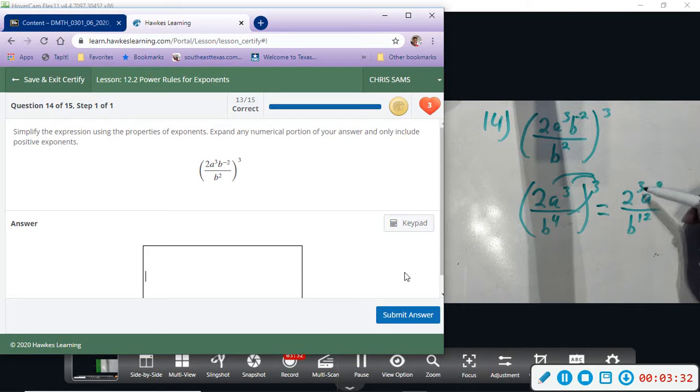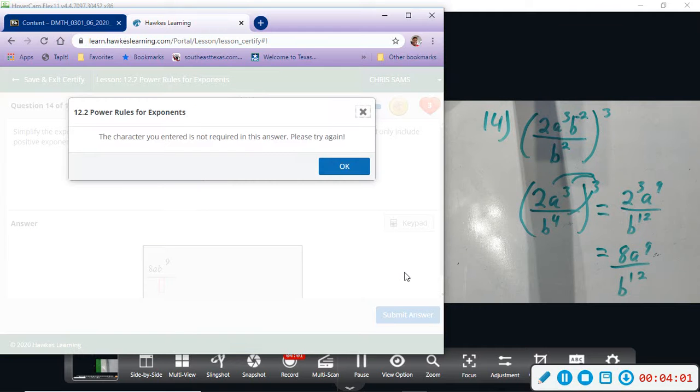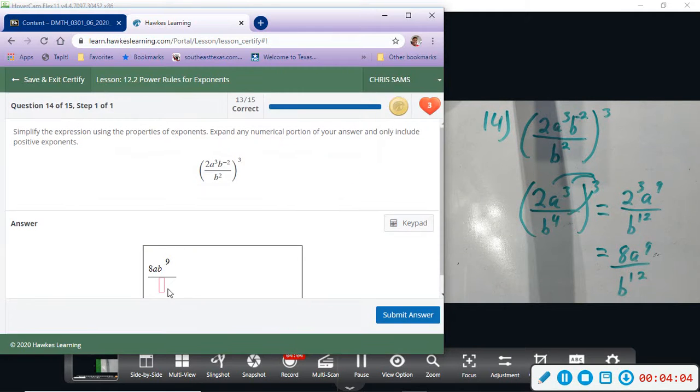And since 2 is a number, we can actually evaluate that. So we will do 2 times itself 3 times, and that will give us 8. And then we'll have our a to the 9th over b to the 12th. Hit a wrong character. Oh, 8a, that is a 9. And gotta go down b to the 12th.